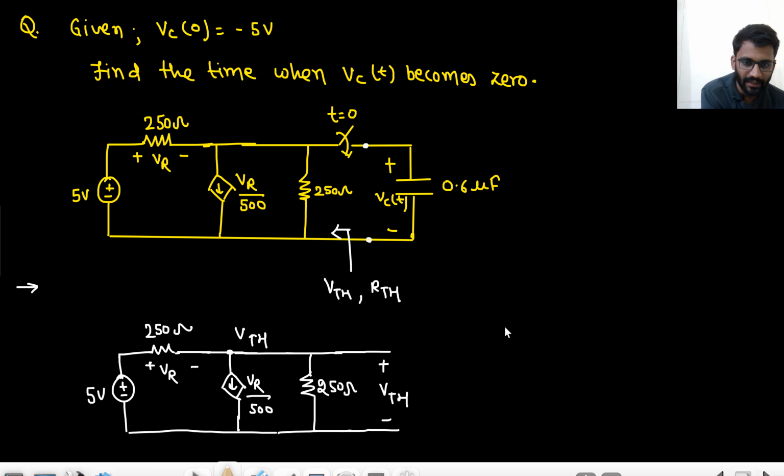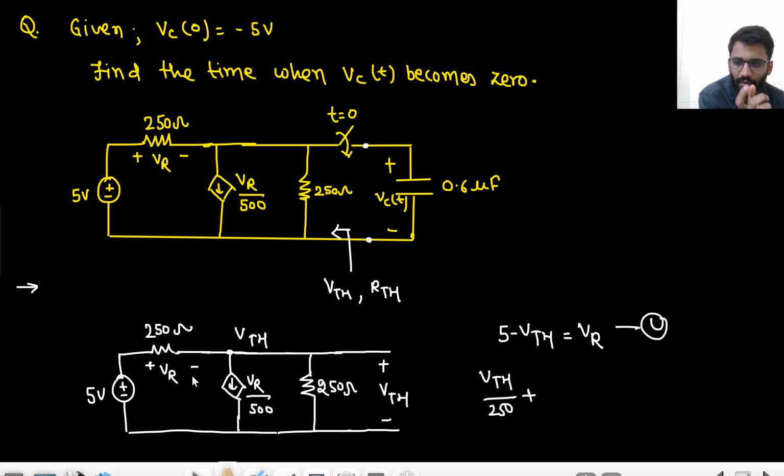But one thing you can see here is that 5 minus VTH is equal to VR. This is equation 1. And for VTH I will write the equation. Tell me one thing: what is the current coming from here? VR by 250, right? Are you sure? VR voltage is there, so VR by 250 current is coming, and VR by 500 current is going there. That means the rest, VR by 500 current, would be going here.